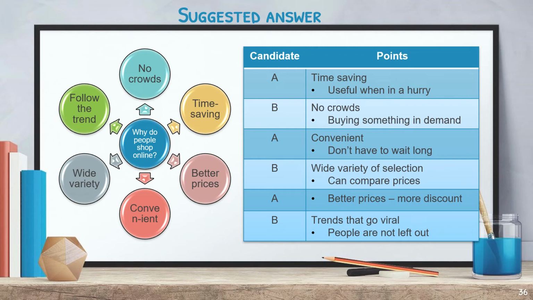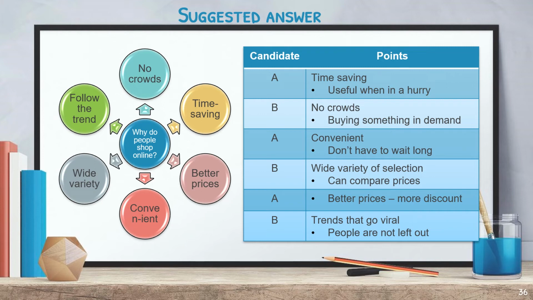So you say no crowds because you don't have to rush and compete with other people when you want to buy something which is in demand. And A comes back by saying that it is convenient. You don't have to wait very long, and it gets sent to your house, so it's quite easy. And B talks about wide variety of selection. You can choose from various shops online, and you can also compare prices. And A says yes, you can get better prices and you may even get more discount.